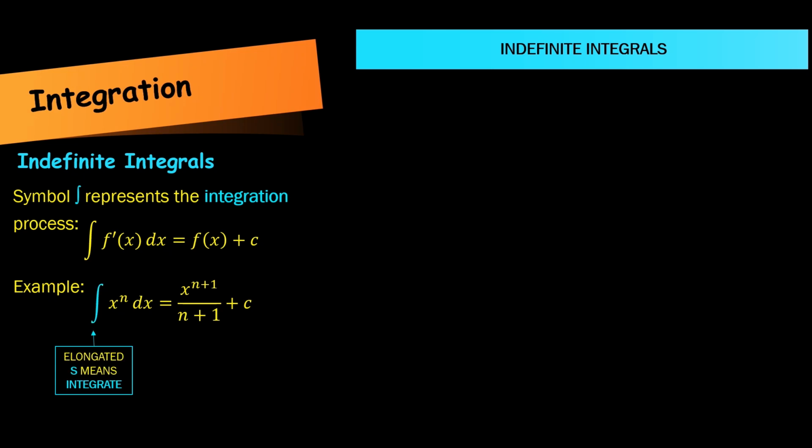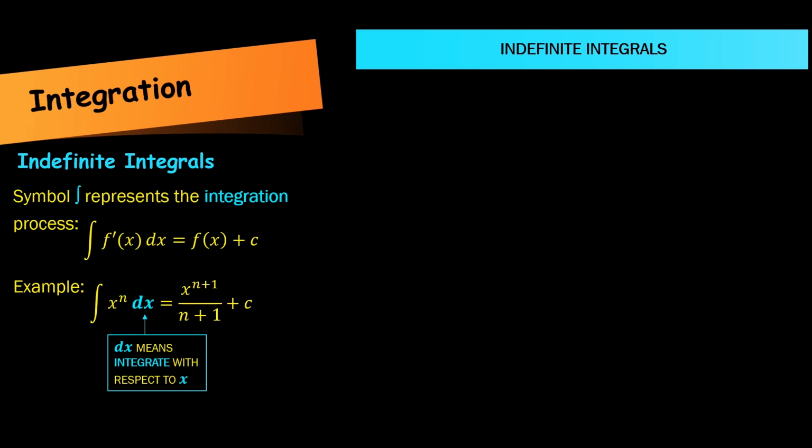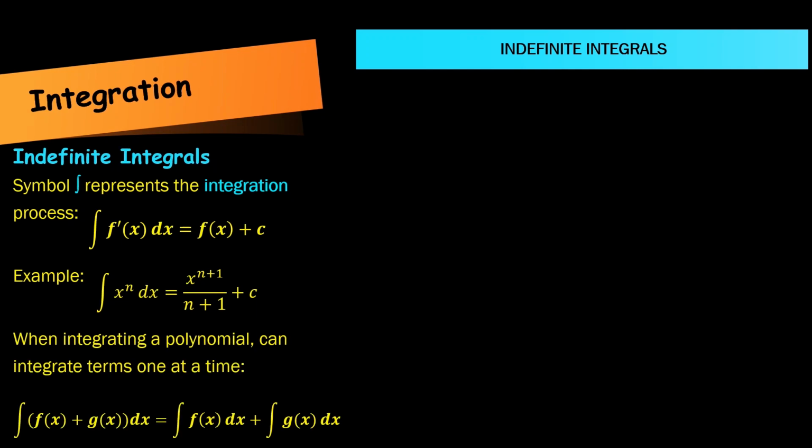So this elongated s means integrate. X to the n in this example is the expression which we need to integrate, and dx means integrate with respect to x. When integrating a polynomial, we can integrate terms one at a time. So integral of f of x plus g of x dx equals integral of f of x dx plus integral of g of x dx.